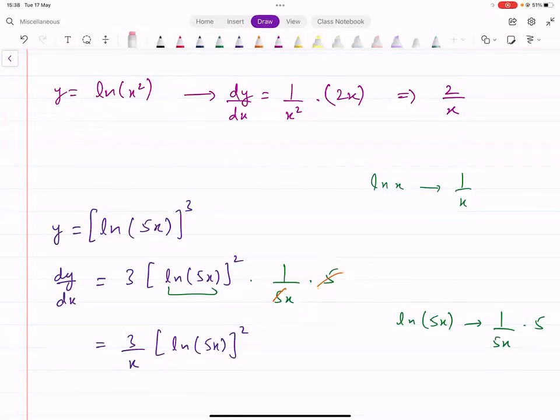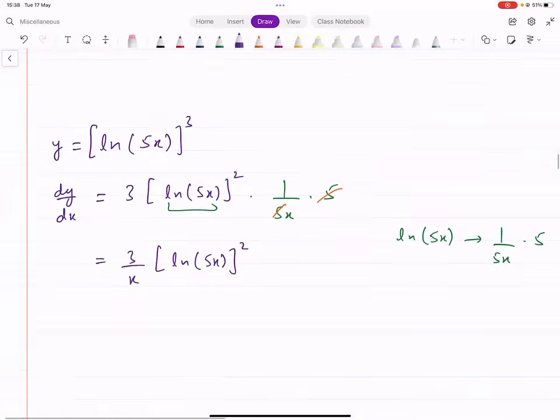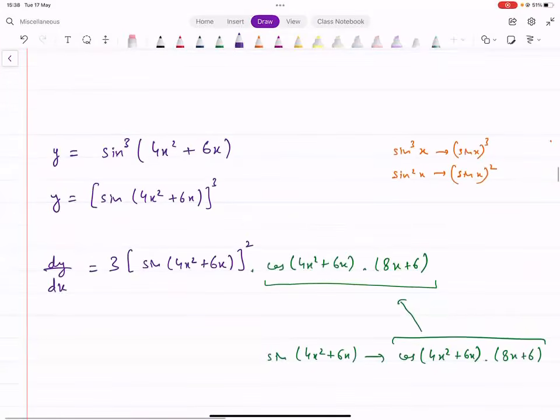Okay, so you start from the outermost function and then you gradually start going to the inner functions. That's how this differentiation works. Let's take a slightly more advanced example of this. Let's say we got this: y equals sine cube of 4x squared plus 6x. We want to differentiate this thing.